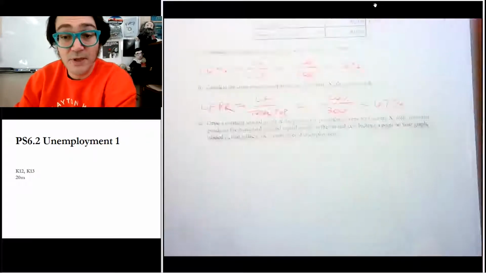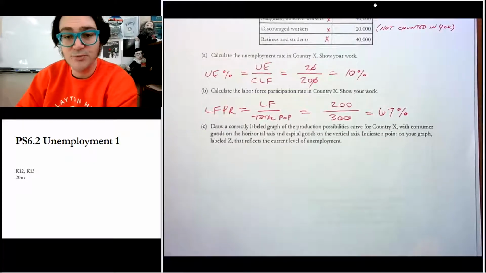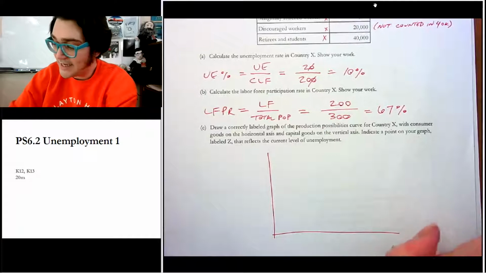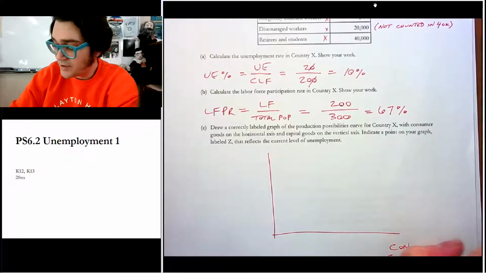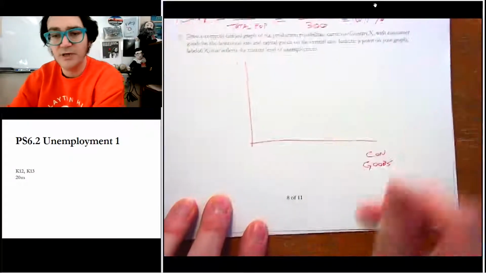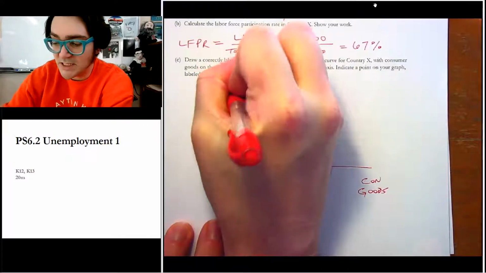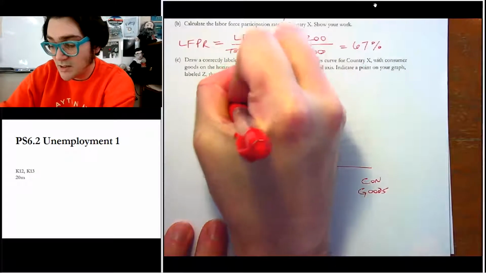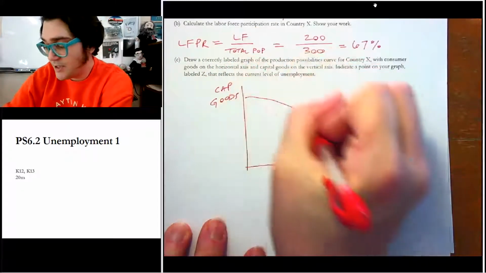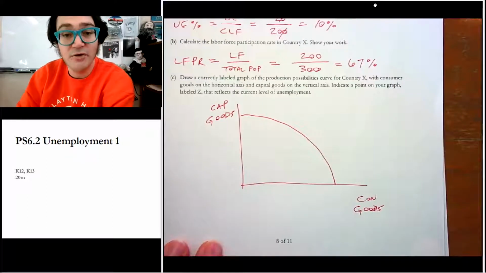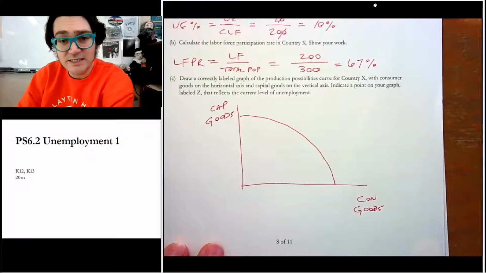Okay. Now, the last part here says draw a correctly labeled graph of the production possibilities curve for country X with consumer goods on the horizontal and capital goods on the vertical axis. For this one, it doesn't matter if you make the PPC bowed out showing that there's increasing opportunity costs. You can do it as a straight line. It doesn't really matter. I'm going to make mine curved because I like drawing the curved line. It's fun. Then it says indicate a point on your graph labeled Z that reflects the current level of unemployment.